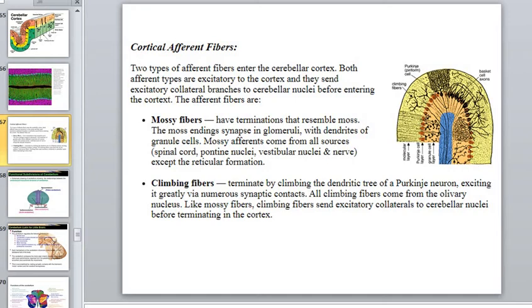mossy fibers come from all sources: spinal cord, pontine nuclei, vestibular nuclei, and nerves, except the reticular formation. It is a special place. And climbing fibers terminate by climbing the dendritic tree of the Purkinje neurons, extending it greatly via numerous synaptic contacts, and all climbing fibers come from the olivary nuclei. Like mossy fibers, these fibers send excitatory collaterals to the cerebellar nuclei before terminating in the cortex.